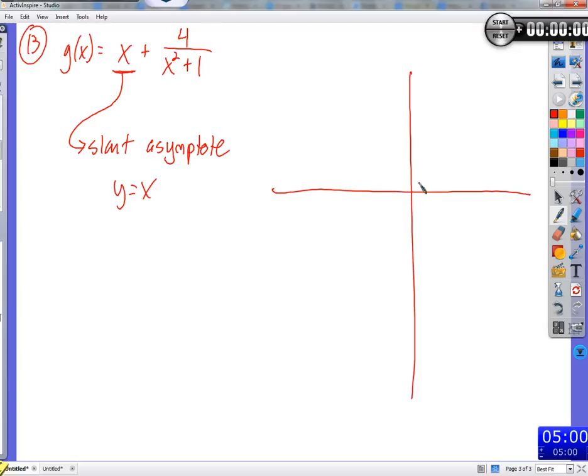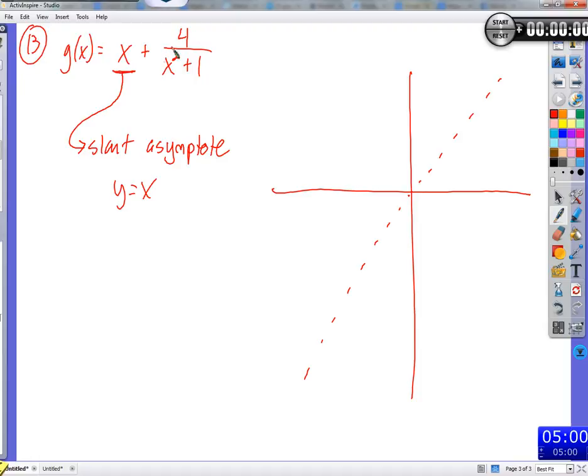Wait, how did you find that? Well, the horizontal or the slant asymptote, you're going to have one or the other. The horizontal or slant asymptote is what the function's going to look like as x goes to infinity and negative infinity. You can see this function is going to eventually approximate x. Whatever value you put in for x, that's almost what you're going to get out of it.